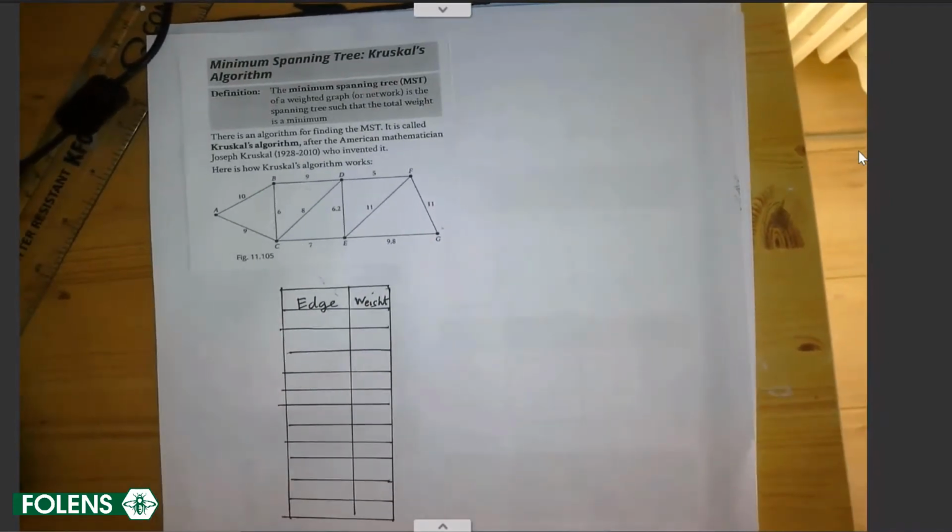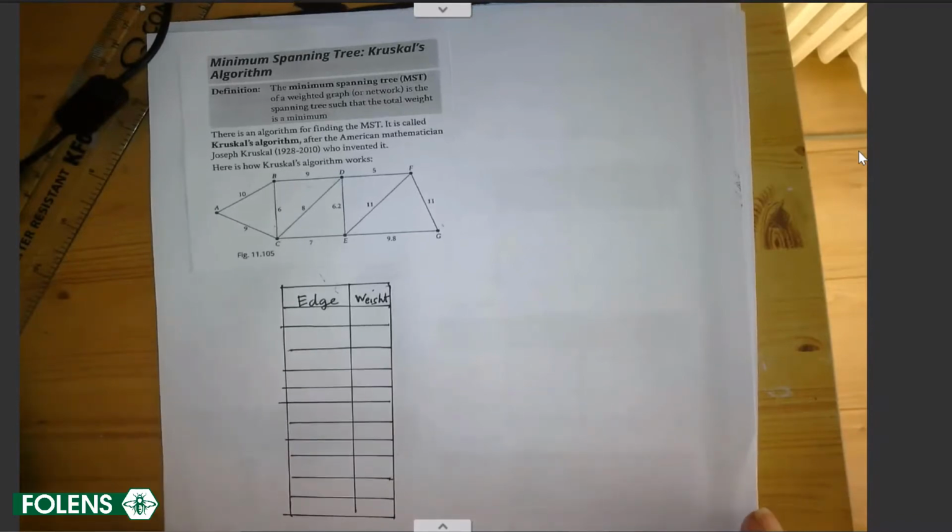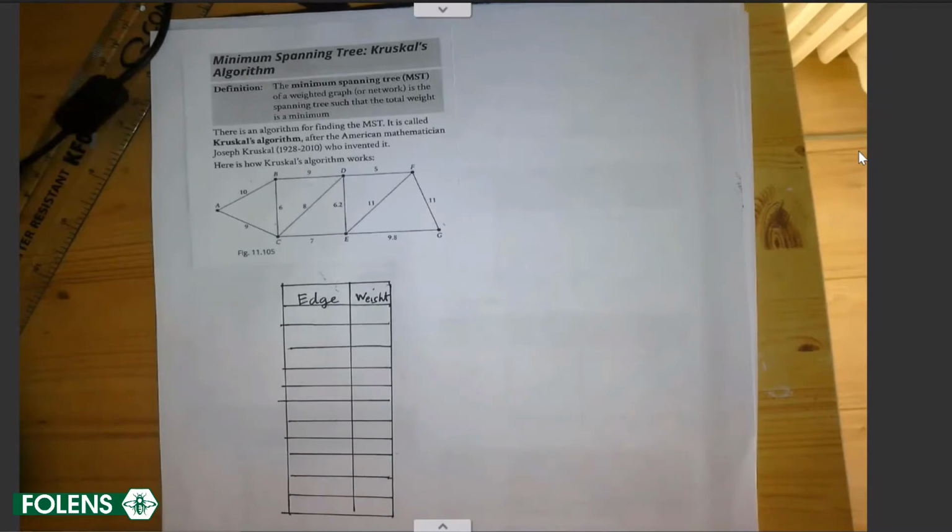A very important task. Well, there are two important algorithms for this. The first is Kruskal's algorithm, and it is very straightforward. In Kruskal's algorithm, you always start with the arc of lowest weight.